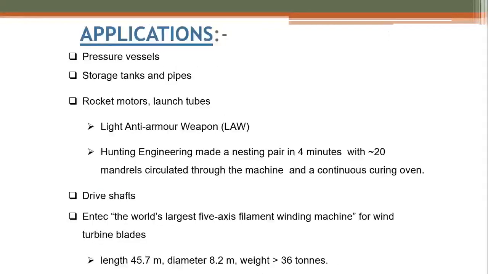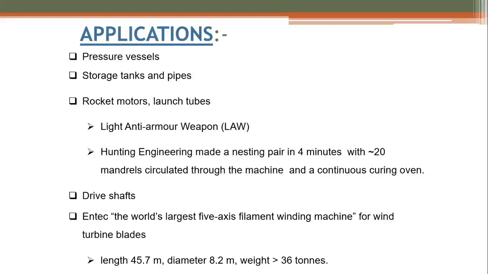And let's see some of the applications we have discussed in the earlier classes. First one is pressure vessels. That's how they are highly used in the parts of pressure vessels. Storage tanks and pipes. They can also be used in the winding of storage tanks and pipes. And rocket motors, launch tubes. Here is an example, the light anti-armor weapon, called LAW in short form.